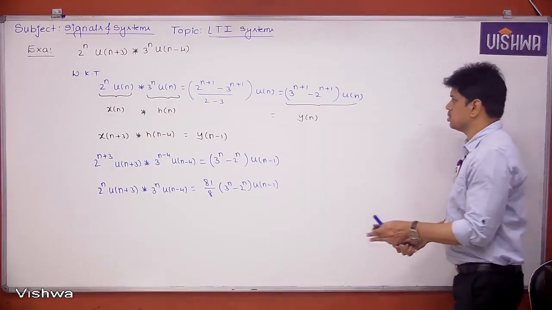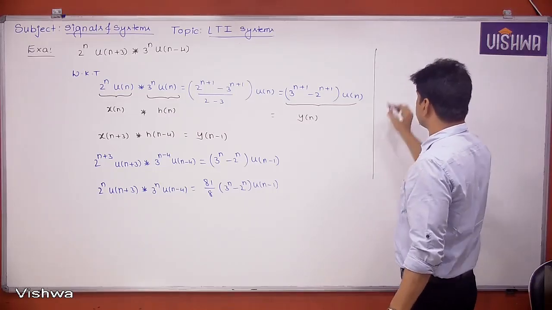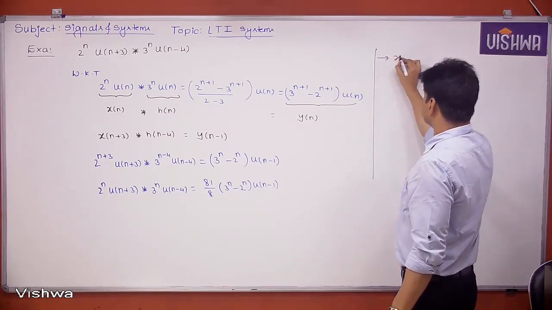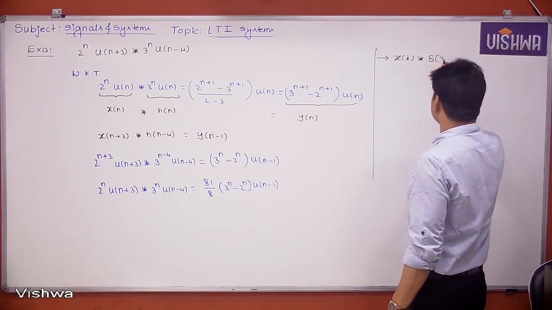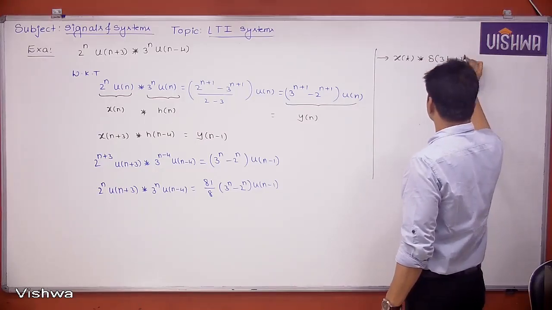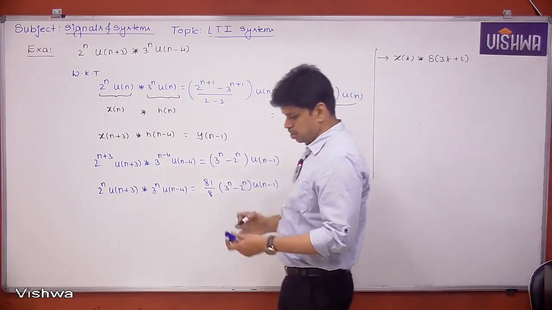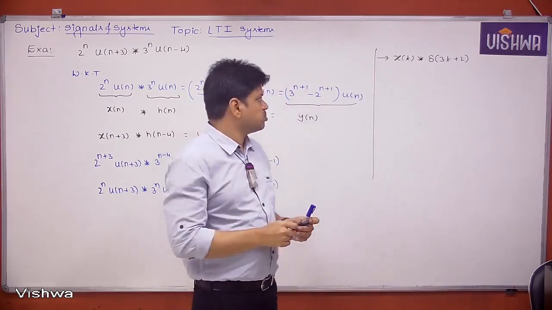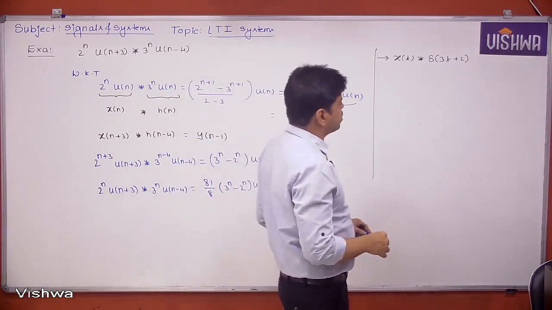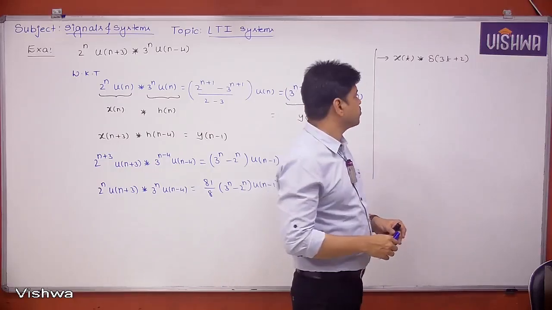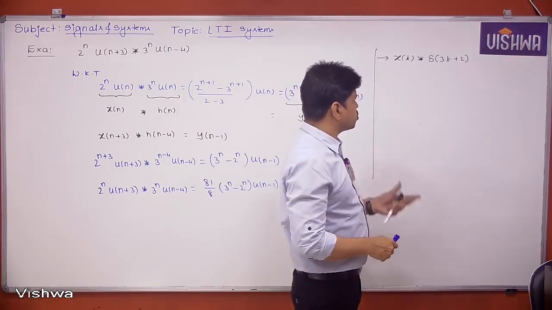If you do this, try this one. x(t) convolution with delta(3t+2). What can the answer be? Many people think that it is going to be x(3t+2). That is not a correct answer. First of all, there is no such rule.